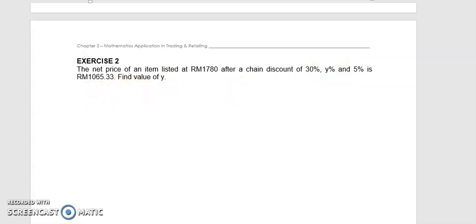Okay, you extract the information given first. The net price is 1,065 ringgit 33 cents. So remember, net price must be lower than list price. So NP equal to 1065.33 and list price is 1780.